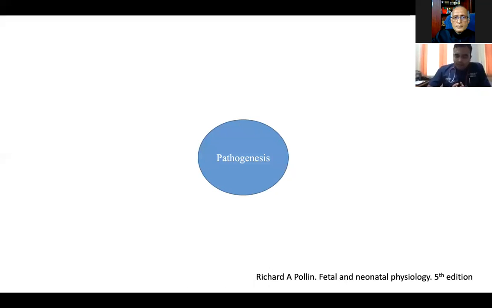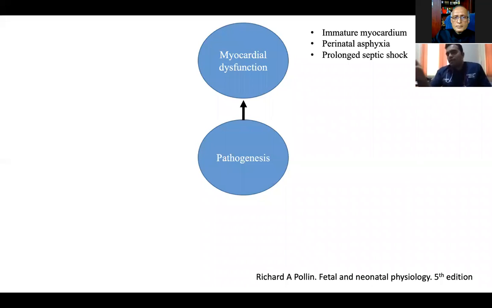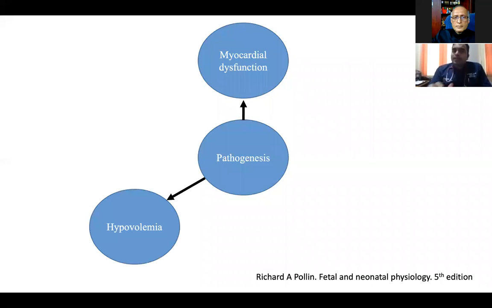Now we'll move on to the pathogenesis of shock. I'll be discussing it under three headings. The main pathophysiological causes of shock are, first, myocardial dysfunction. Myocardial dysfunction can happen in preterms, as I already described, because the preterm myocardium inherently has a handicap compared to a term neonate. Second is perinatal asphyxia. Any asphyxia or hypoxia interfering with the smooth perinatal transition can again cause myocardial dysfunction. Third, prolonged septic shock itself can cause myocardial dysfunction. Second is hypovolemia. Now, what are the causes of hypovolemia you typically get?